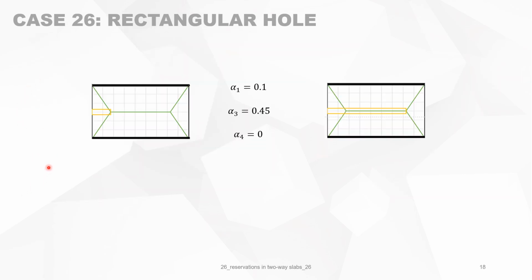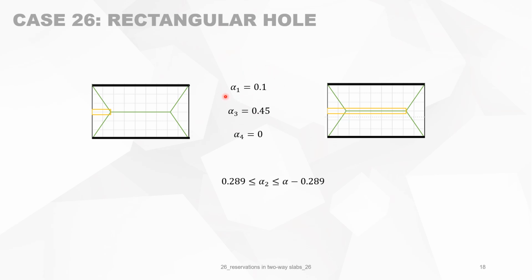Let's have an example of how you can work with those equations of the previous slides. Suppose that we have a concrete slab where this side and this side is fixed and the other two sides simply supported. And on this slab, we want to make a reservation for cables or for ventilation. And we are wondering on this position, what is the effect of a reservation going from this side to this side?